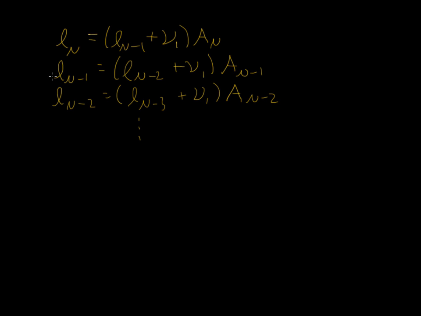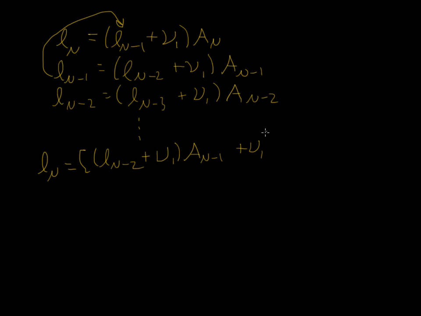So what that looks like, we take this L n minus 1 term and plug it in the Ln equation, and we get an equation that looks like this. Ln is equal to L n minus 2 plus V1 times A n minus 1 plus V1 again, all times A at n.